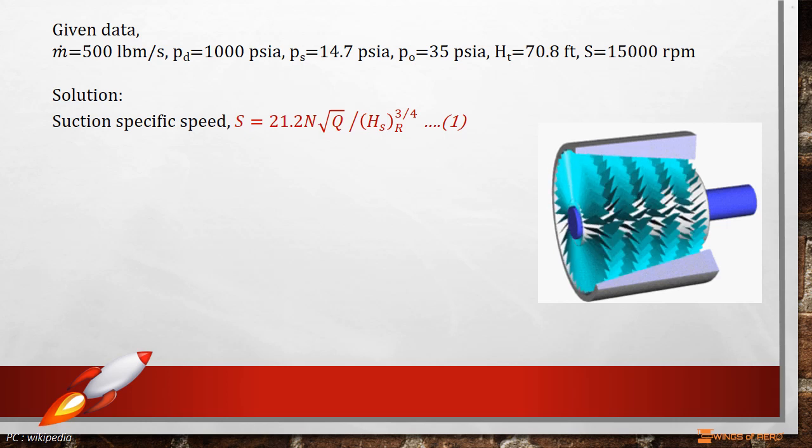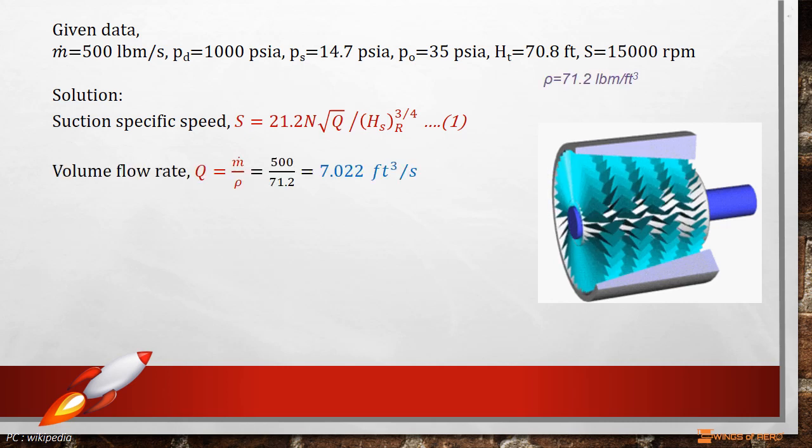First find the volume flow rate Q and the required suction head HS suffix R, and then we can find out the shaft speed. When the mass flow rate is known and the density of the liquid can be assumed constant, this is an easy way to get Q. Then write Q is equal to m dot divided by rho. The density of liquid oxygen rho is 71.2 pound-mass per cubic foot at its boiling point. Then Q is equal to 7.022 cubic feet per second.